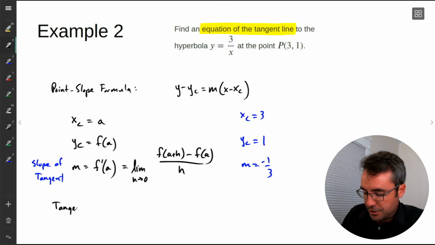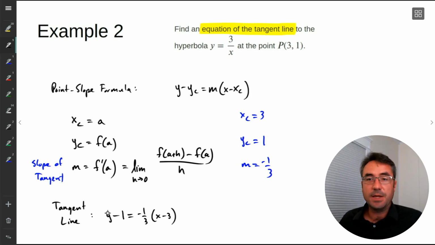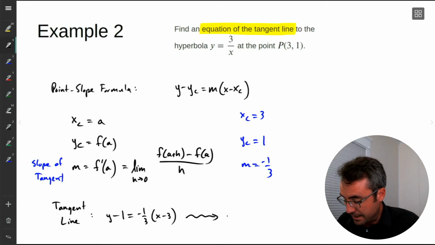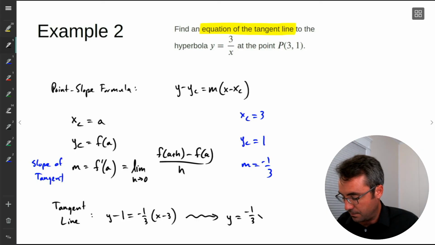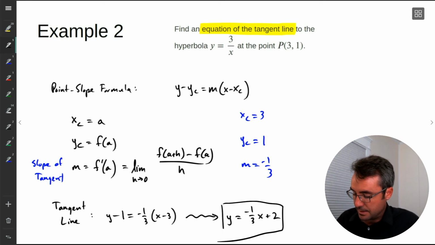So we get our tangent line equation: y minus the y coordinate, so our y coordinate is 1, is equal to our slope, negative 1/3, times x minus our x coordinate. And that's perfectly fine, there's our tangent line. Now, a lot of times though, we like to get it into the form y equals mx plus b. So we can simplify this down, distribute the negative 1/3, and then add 1 to both sides to get y by itself. And when we do that, we get y is equal to negative 1/3 x plus the negative 1/3 times negative 3 is plus 1. And then when we add 1 to both sides, it bumps it up to plus 2. So here's our tangent line.